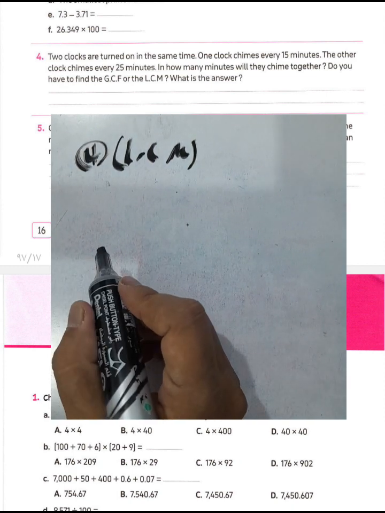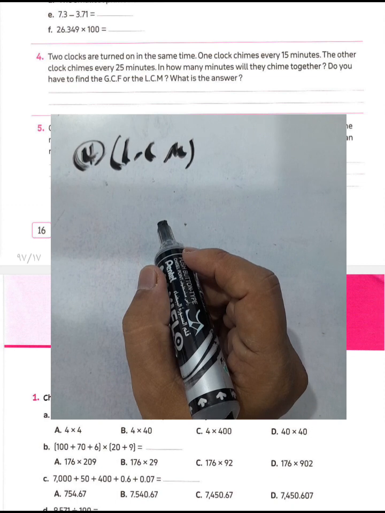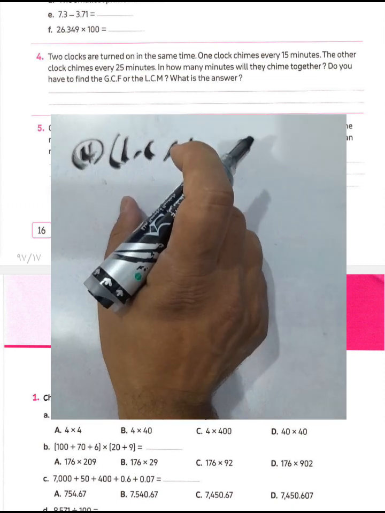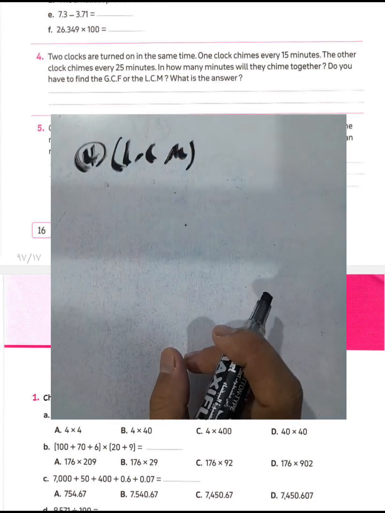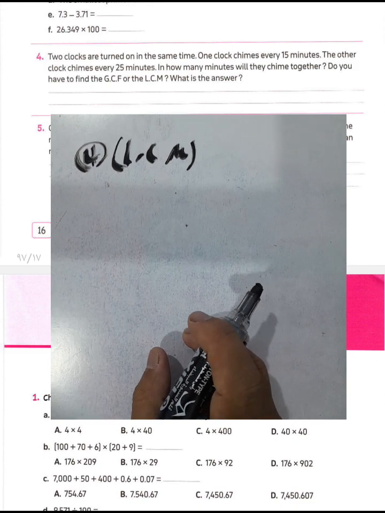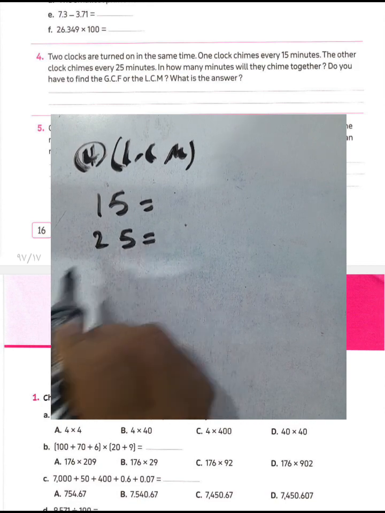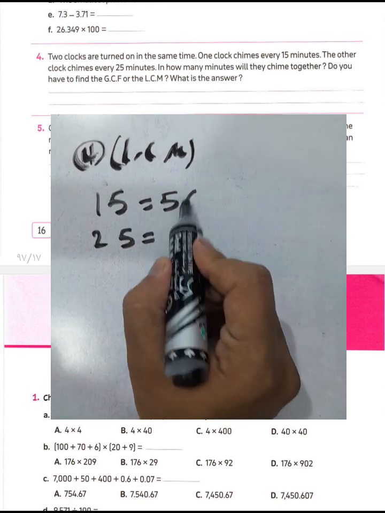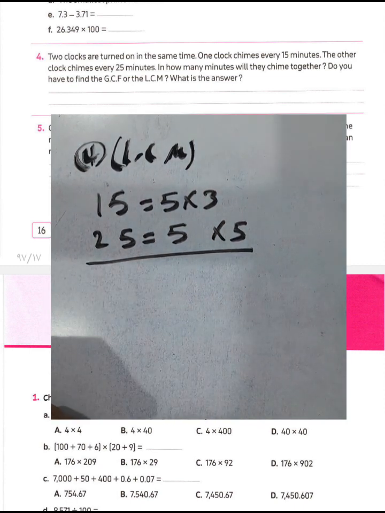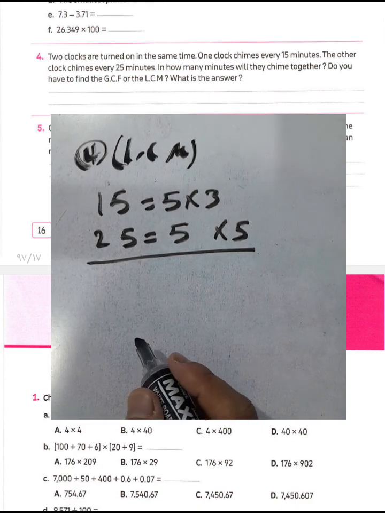First clock here, one clock chimes every 15 minutes. The other clock chimes every 25 minutes. Then you can find the least common multiple between them to find in how many minutes they will chime together. About 15 and 25. Okay, 15 equals 5 times 3 and 25 equals 5 times 5. And then they will chime together every how many minutes?